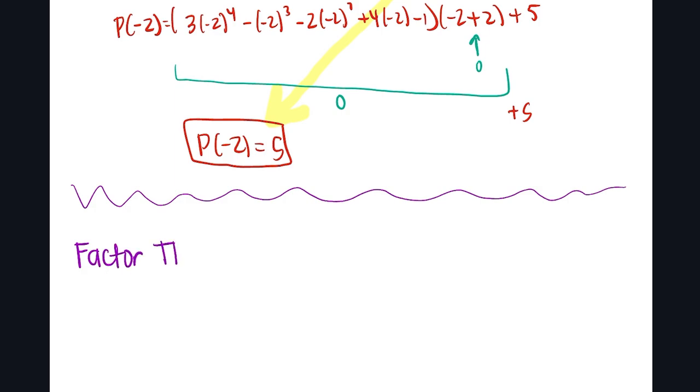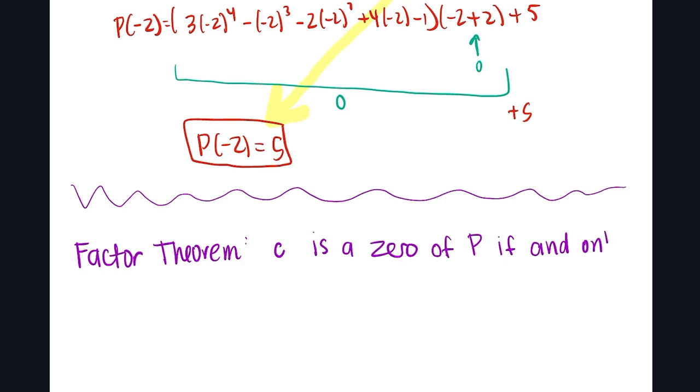Okay. So the last thing is the factor theorem. This is related to our remainder theorem. This says that C is a 0 of some polynomial P if and only if x minus C is a factor of P.